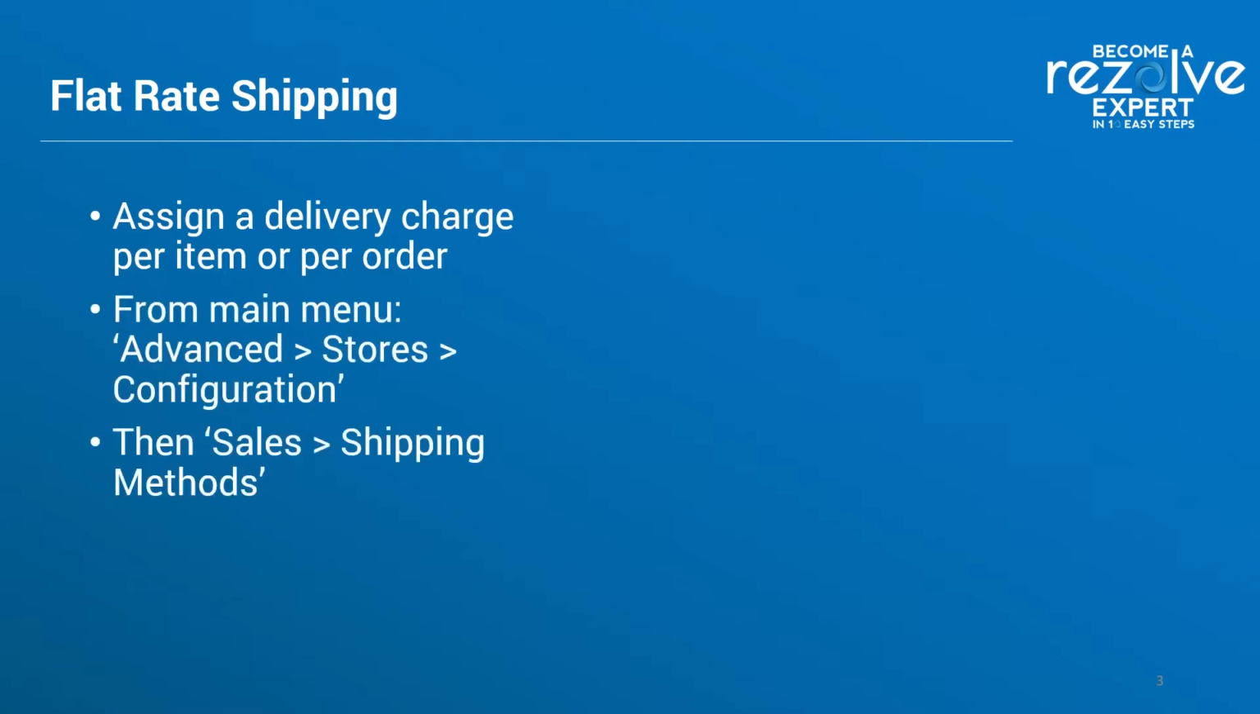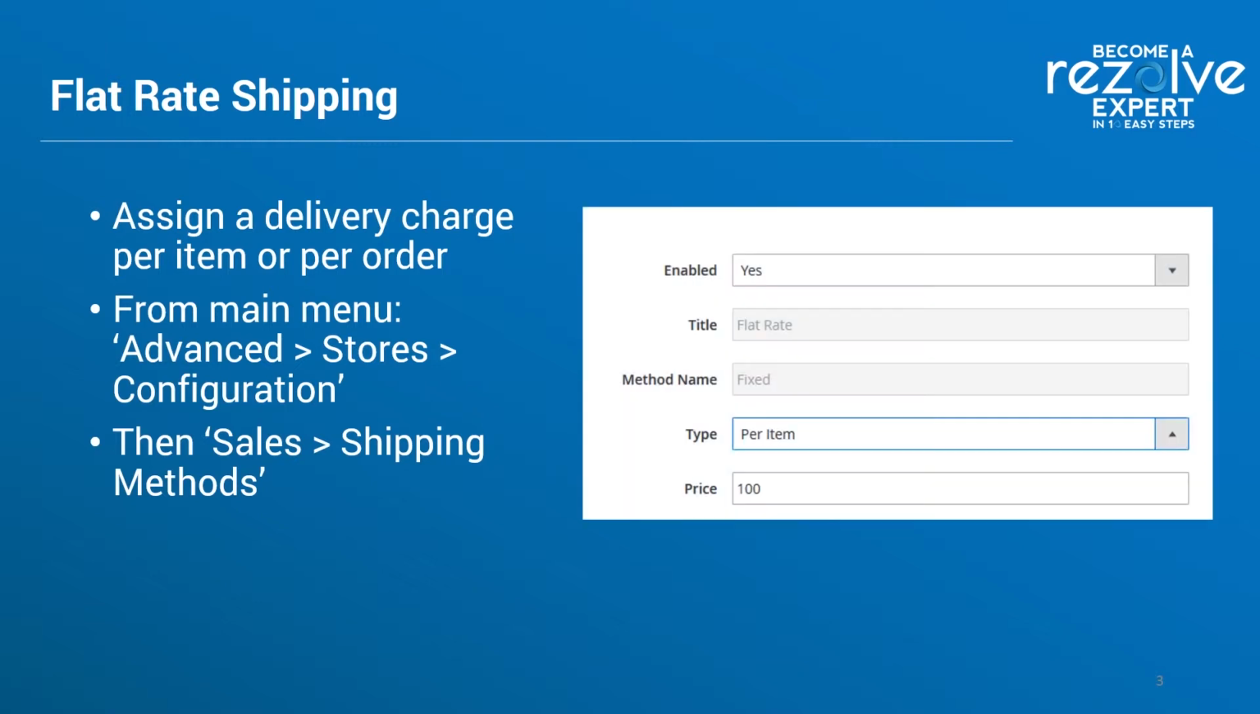And to get at the flat rate shipping, you go in the merchant portal to Advanced, Stores and Configuration. And once you're in there, you go to Sales and then Shipping Methods. And you'll see a control like this. And that's where you can set whether it's per item or per order, and where you can enter a price as well. So let's have a look at that in the merchant portal.